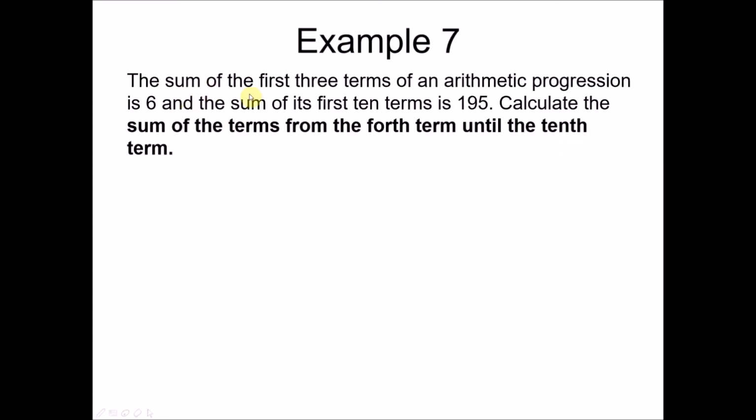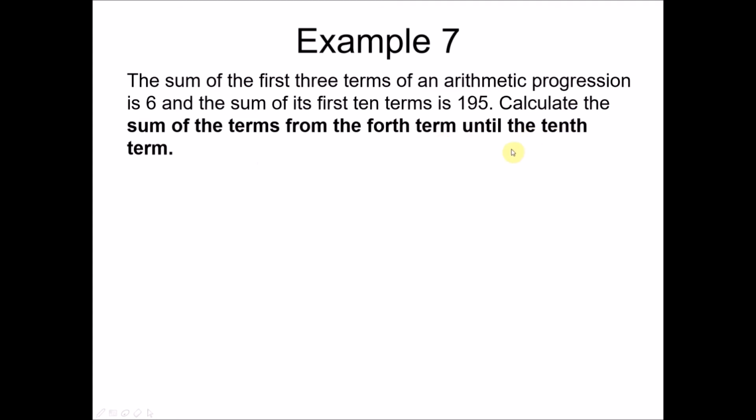Example 7. The sum of the first 3 terms of an arithmetic progression is 6. So we know S3 is 6. The sum of the first 10 terms is 195. S10 is 195. Now, calculate the sum of the terms from the 4th term until the 10th term. We only want the sum from T4 until T10.